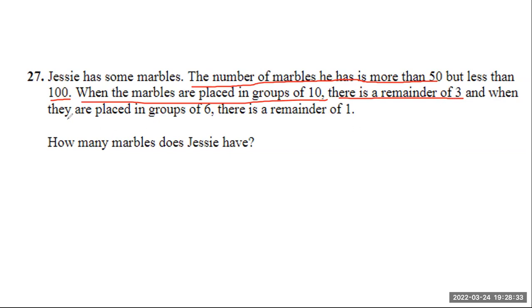So we know in the last part, when they are placed in groups of 6, there is a remainder of 1. So how many marbles does Jesse have? So Nathan, what would be a final step here? So using these numbers, what do you have to do? So if you divide them by 6 and you have a remainder of 1, what in essence are you looking for?